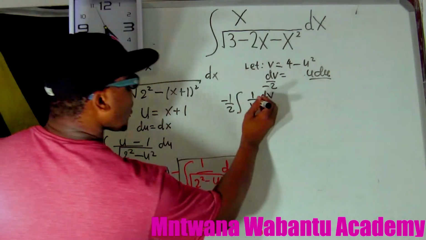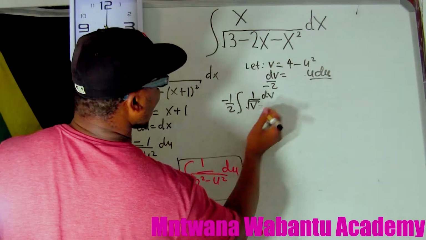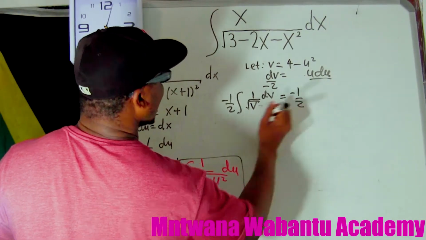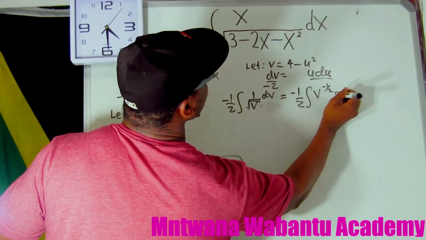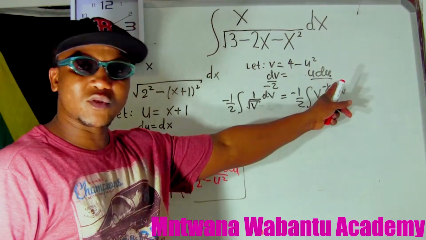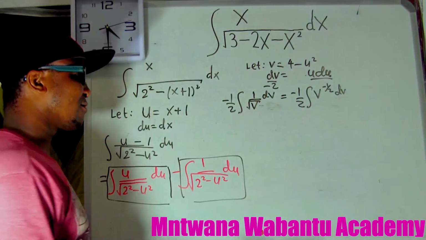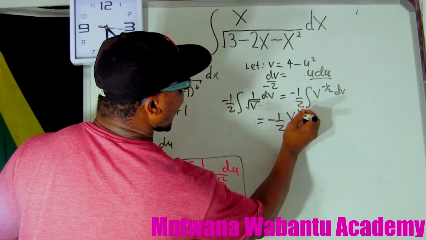The square root of v. And this is finished, because then this negative 1 over 2, I can reciprocate. So it's like the integral of v to the negative a half dv. So that's the power rule of integration. Add 1 to the power. When you add 1, it's going to give you v to the positive a half. So I'm left with 1 over 2 v to the positive a half.